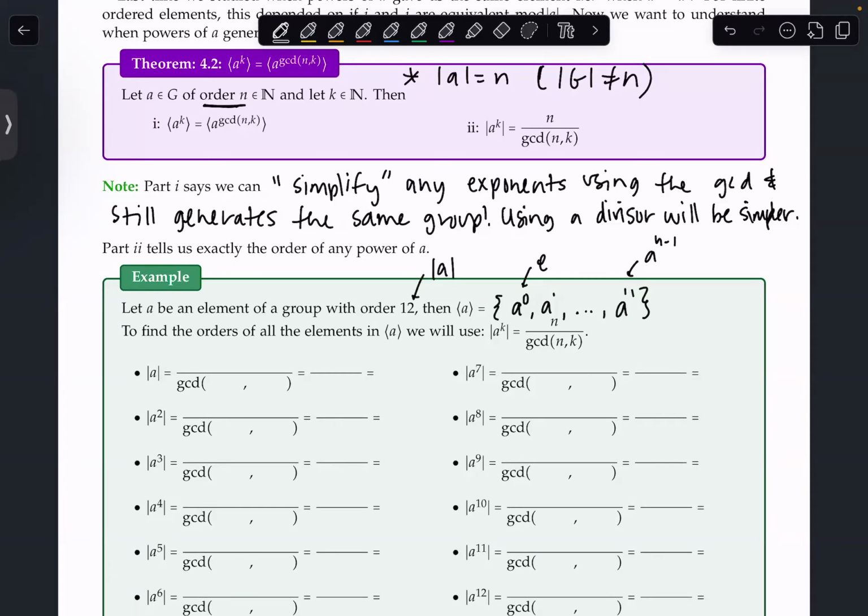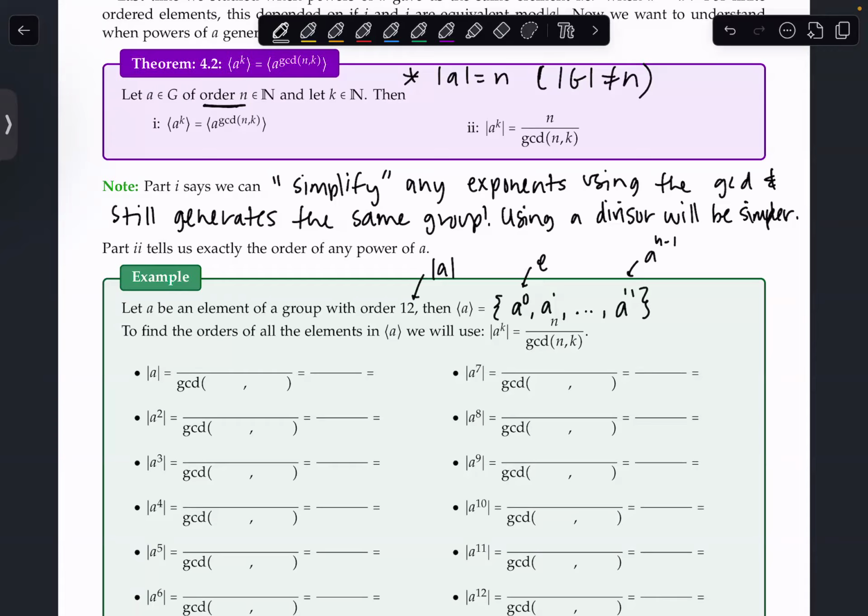Okay, so our goal is going to be to decide what is the order of every single element here, just given the information about A and knowing what power of A we're working with. And again, we're going to be using part 2 of our theorem, theorem 4.2, to give us the orders of these elements here.